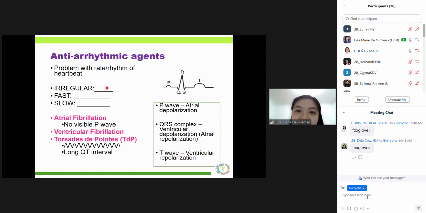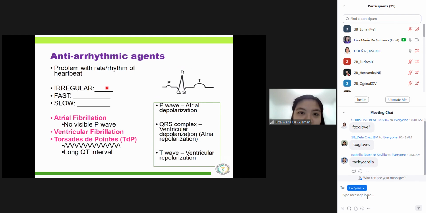And then how about fast? What is our medical term for a fast heart rate? Yes, tachycardia. And when it is slow, class, what is our term for that? We have bradycardia. So we have dysrhythmia for irregular, tachycardia for fast, and bradycardia for slow.